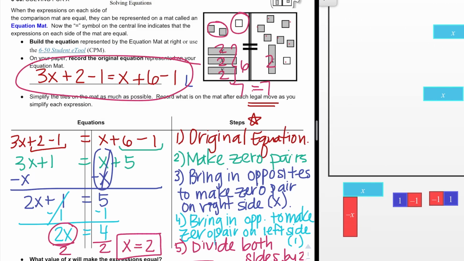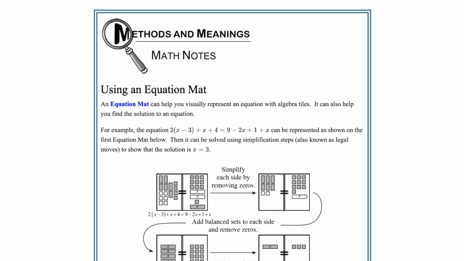Okay, Equation Mat can help you visually represent equations with algebra tiles. It can also help you find the solution to an equation. For example, the equation 2 groups of x minus 3 plus x plus 4 equals 9 minus 2x plus 1 plus x can be represented as shown on the first equation mat below. So here's the 2 groups of x minus 3 and then x plus 4, and 9 ones with 2 negative x's and 1 positive 1 and 1 positive x.